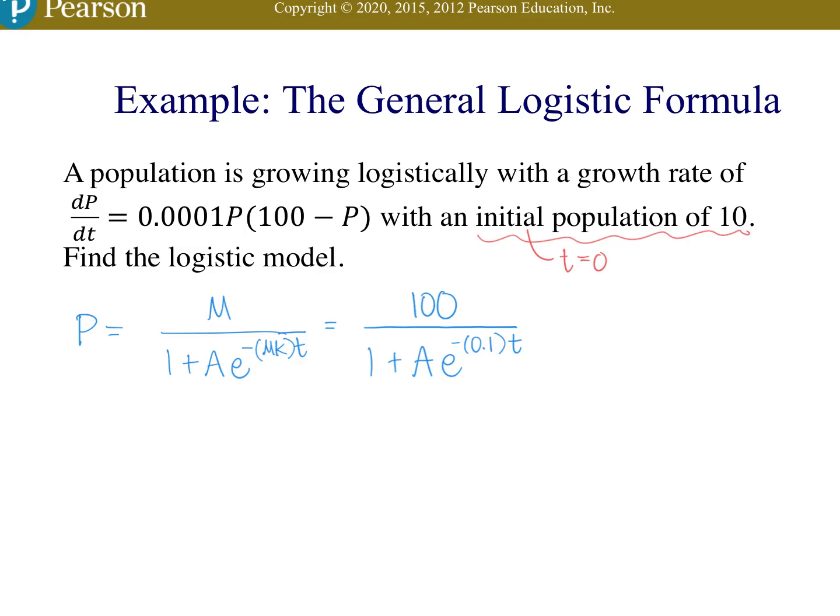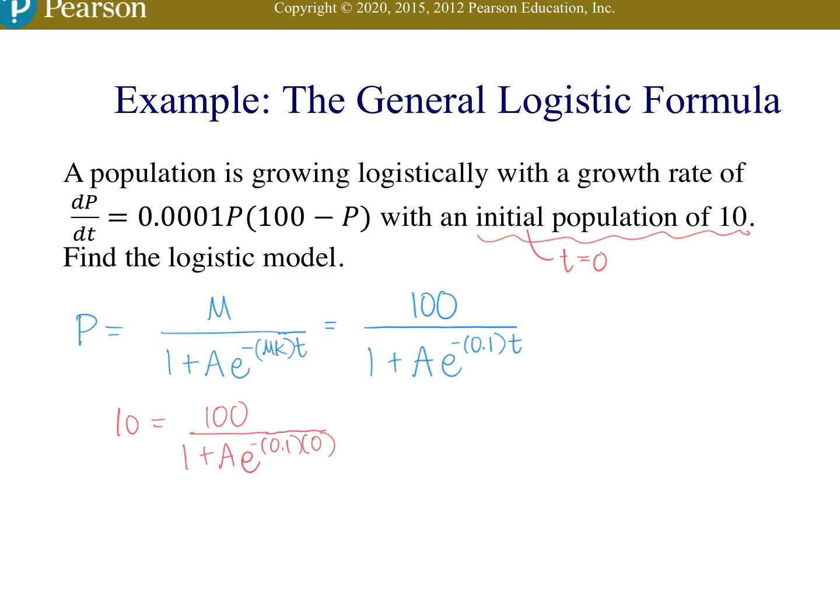We're starting with 10. Okay, we are introducing 10 of something, 10 bacteria or 10 gerbils or 10 something into an environment where they are going to grow. So that we should be able to solve. So that means 10 for P, 100 is my numerator, 1 plus capital A, e to the negative 0.1 times 0.